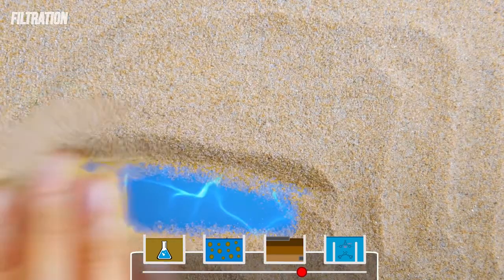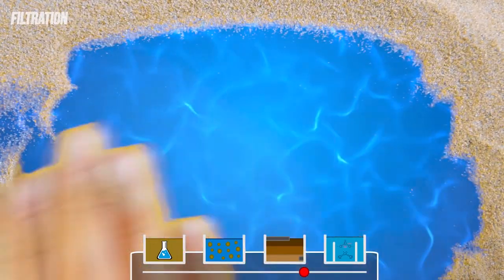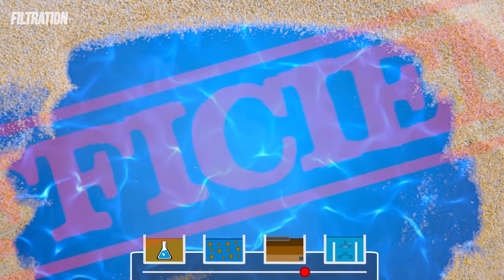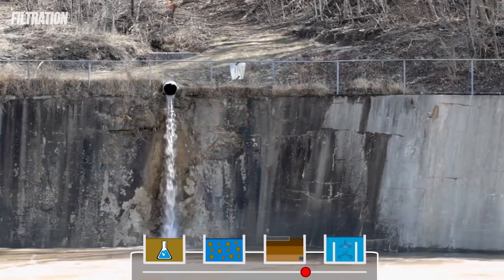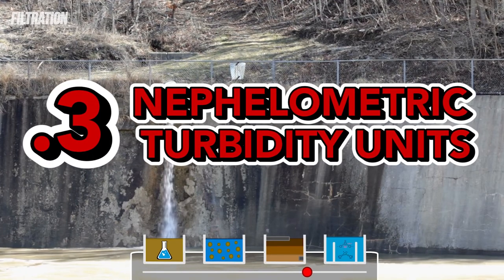Sand filters aren't highly technical. Water just passes through them and particles get caught as they run out of space to flow through. However, while not highly technical, sand filters are highly efficient. Water flowing out of sand filters will need to have a clarity of less than around 0.3 nephelometric turbidity units, or NTU.